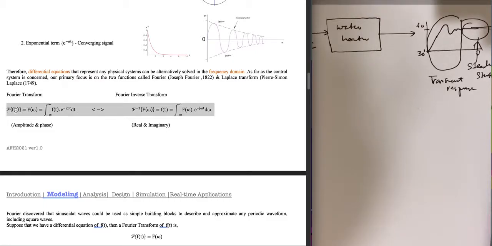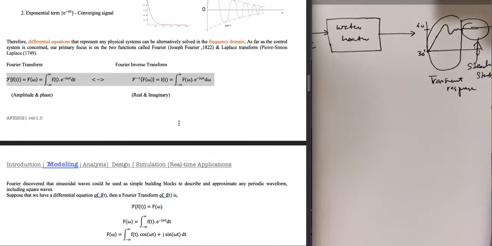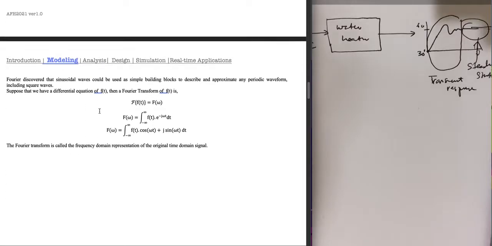Any time domain function f(t), we could transform to the Fourier transform F(omega), and we use that function. Then the same thing, we can transform back to the time domain using the Fourier inverse transform. Okay. All right.